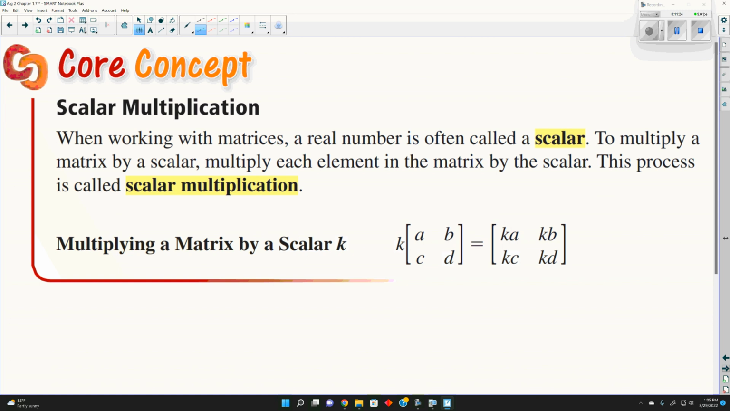Now the next thing we're going to look at is multiplying by a scalar. When working with matrices, a real number is often called a scalar. To multiply a matrix by a scalar, multiply each element in the matrix by the scalar. This process is called scalar multiplication. So here the value of k is the scalar. You multiply everything by said scalar.